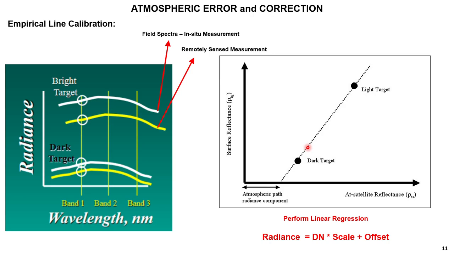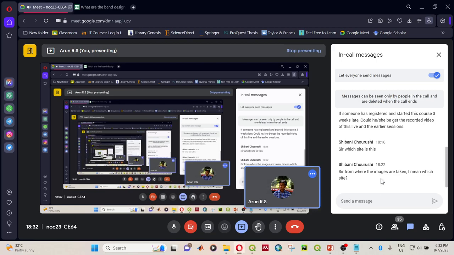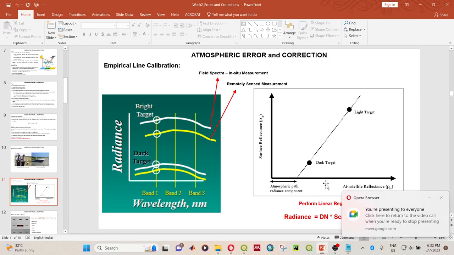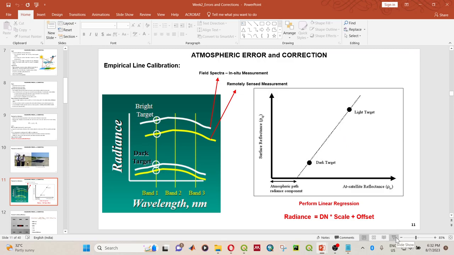Anyone has any doubt? Hello. This is Arun, one second. This scale and offset, with respect to the person who is analyzing the images, he doesn't need to worry about that, but that will be provided beforehand, right? It will be available for him. Yeah, it will be available. But this scale and offset, in which situation will this be created or generated?